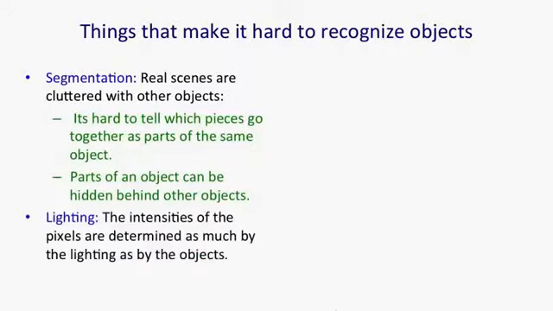Another thing that makes it very hard to recognize objects is that the intensity of a pixel is determined as much by the lighting as it is by the nature of the object. So, for example, a black surface in bright light will give you much more intense pixels than a white surface in very gloomy light. Remember, to recognize an object, you've got to convert a bunch of numbers, that is the intensities of the pixels, into a class label. And these intensities are varying for all sorts of reasons that are nothing to do with the identity of the object.